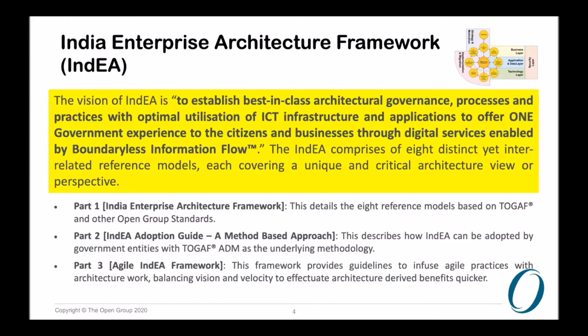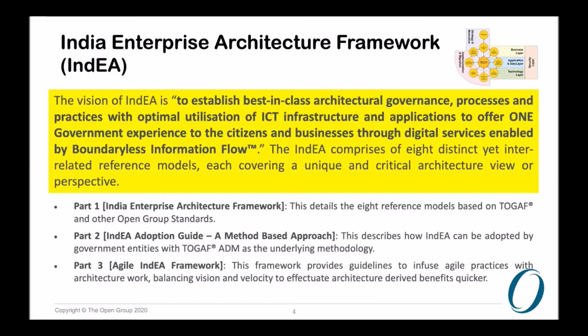So therefore, we created an accompanying document, which is part three, which infuses agile practices within the architecture. So the whole idea is, can we balance the agility of agile practices with the rigor of architecture work? So these are the three parts, and all of these are based on the TOGAF ADM, which is already mentioned.